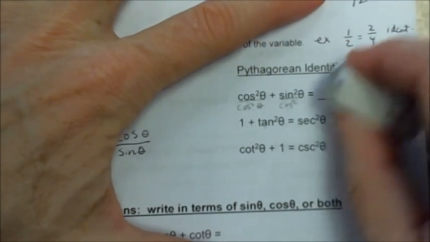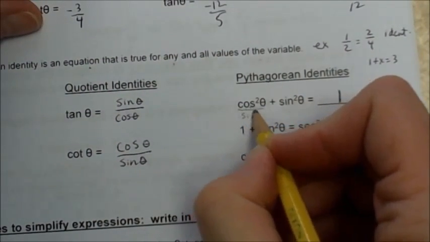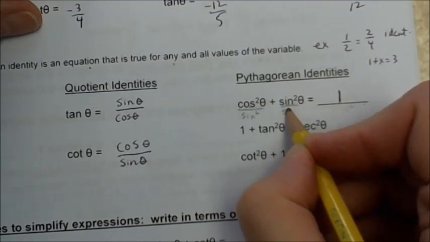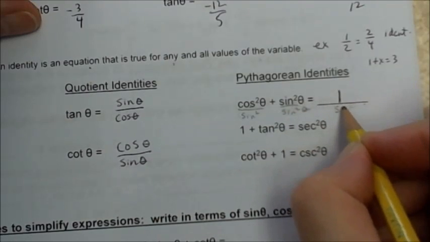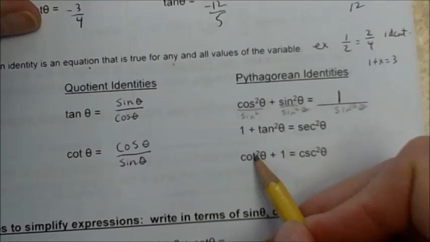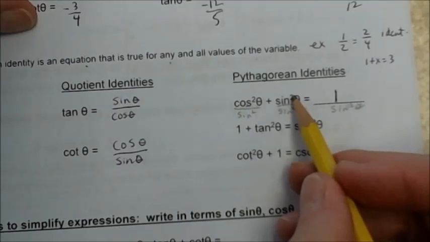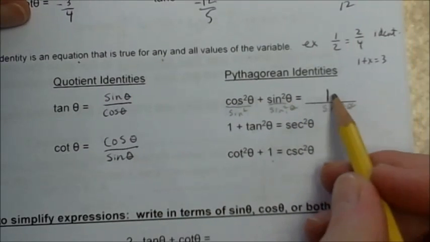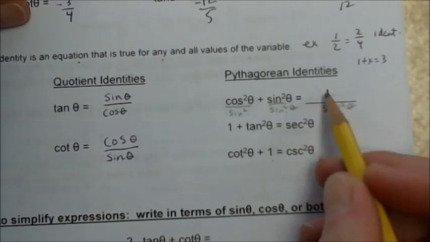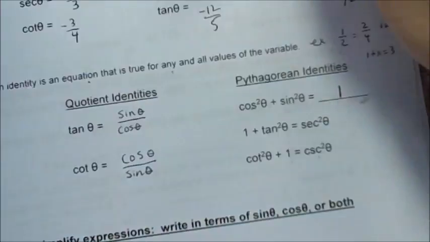And then the last thing we can do is divide everything through by the sine squared of theta. If we divide everything through by the sine squared of theta, cosine over sine is cotangent, so cosine squared over sine squared is cotangent squared. Anything over itself is 1, and 1 over sine is cosecant. So 1 over sine squared is cosecant squared. So those are 3 Pythagorean identities that exist.